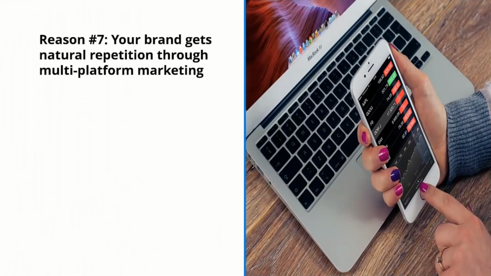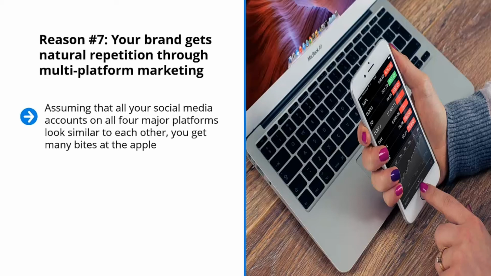Reason number 7, your brand gets natural repetition through multi-platform marketing. Assuming that all your social media accounts on all 4 major platforms look similar to each other, you get many bites at the apple. You really do. When people run into your brand on Facebook, there's a chance they might run into your brand on Twitter. If there is enough graphical similarity between your brands, then they can see that you're all over the place, and they can converse or engage with your brand regardless of where they are on the internet.